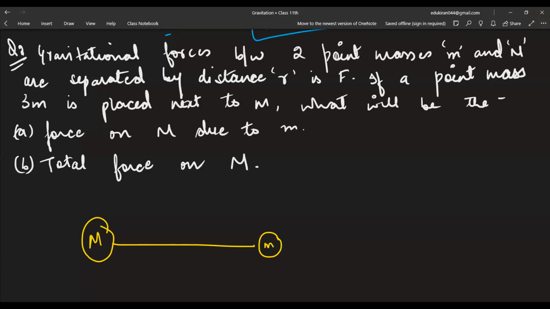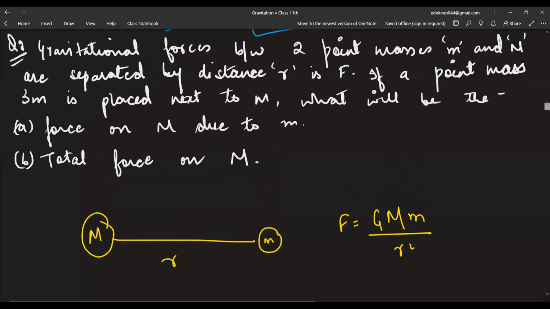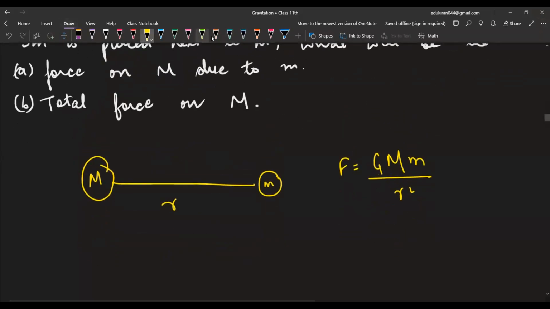I'm discussing this question of Shaima. Capital M is there, small m is there, and they are separated by r. So when you calculate the gravitational force, it will clearly be capital G, capital M, small m by r squared. All of you have understood till this point. It says 3m is just placed near this.